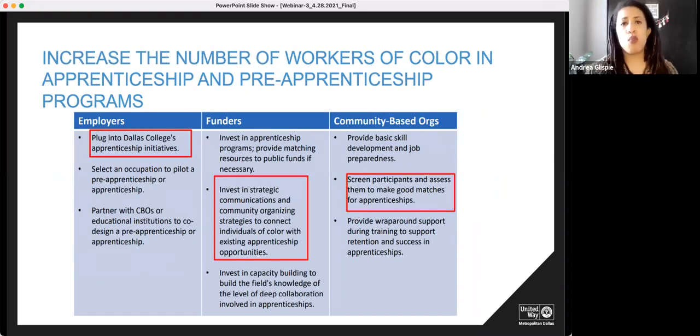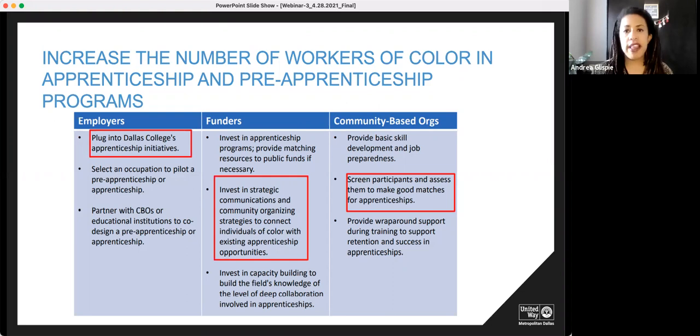In terms of increasing the number of workers of color in apprenticeship programs, employers can plug into existing initiatives going on at Dallas College. Dallas College a few years ago received a multi-million-dollar grant from the Department of Labor to kick off a series of healthcare apprenticeships. And there's been other subsequent initiatives that employers can take advantage of and get involved with. Funders in this space can invest in capacity building, specifically strategic communications and community organizing strategies that can better connect communities of color with existing apprenticeship opportunities at places like Dallas College.